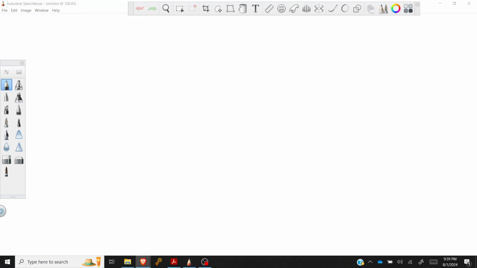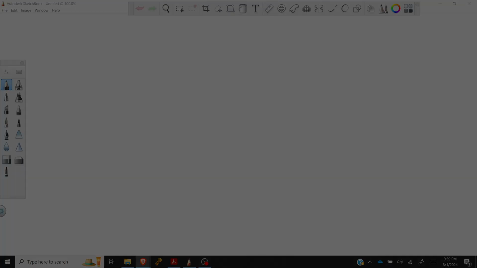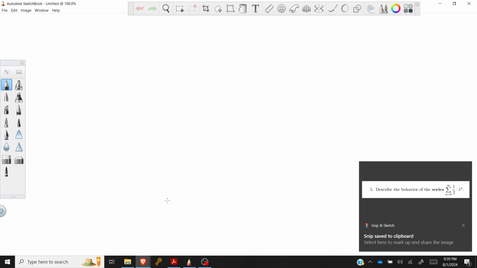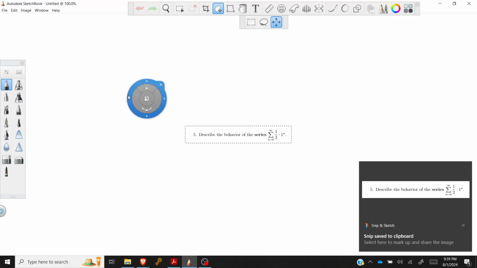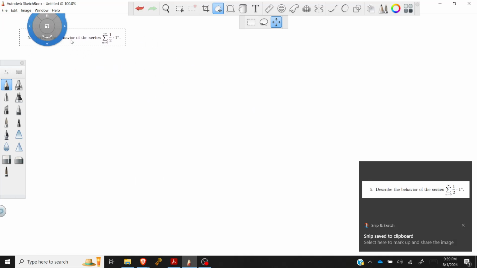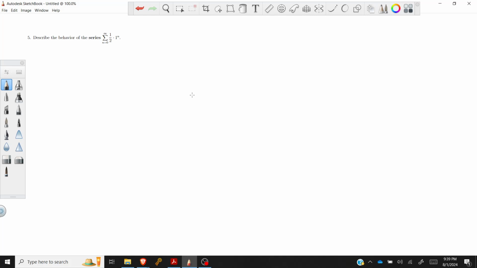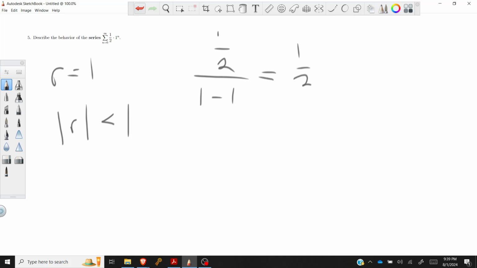Let's look at the next question here. So we can see that our common ratio is going to be equal to 1. Oh, that doesn't work because it needs to be less than 1, right? If we plug this into the equation, we'll get 1/2 over 0. That doesn't work. So we can tell by this test immediately that it's going to diverge.